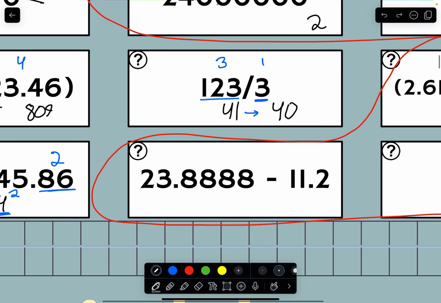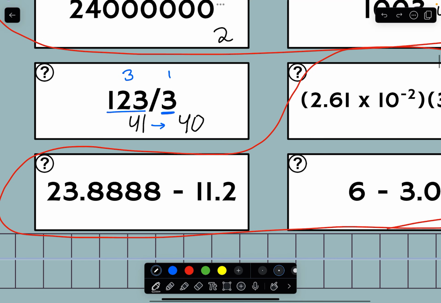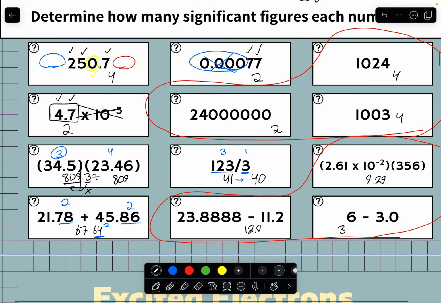Right? For your other ones, make sure you do this on your own first, but you get 9.29, 12.9 down here, and then 3 on the last one. Okay, so make sure you know significant figures.